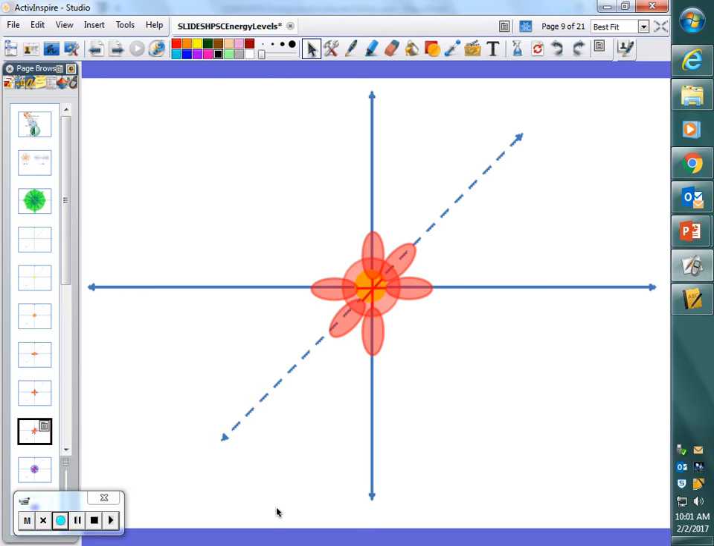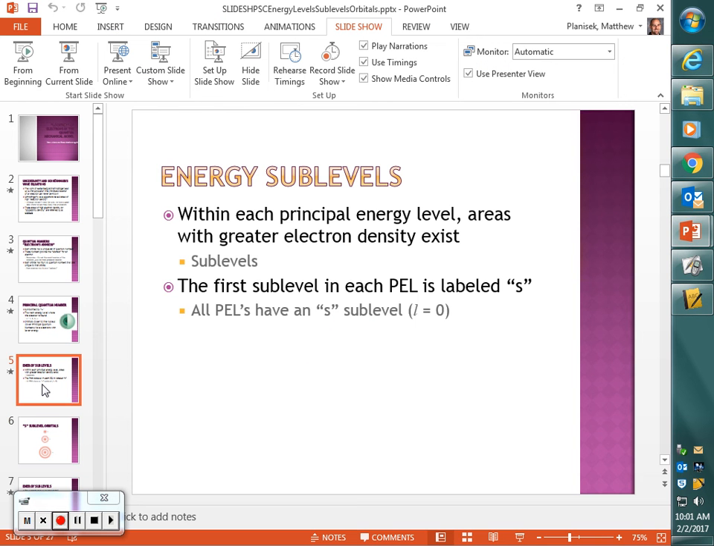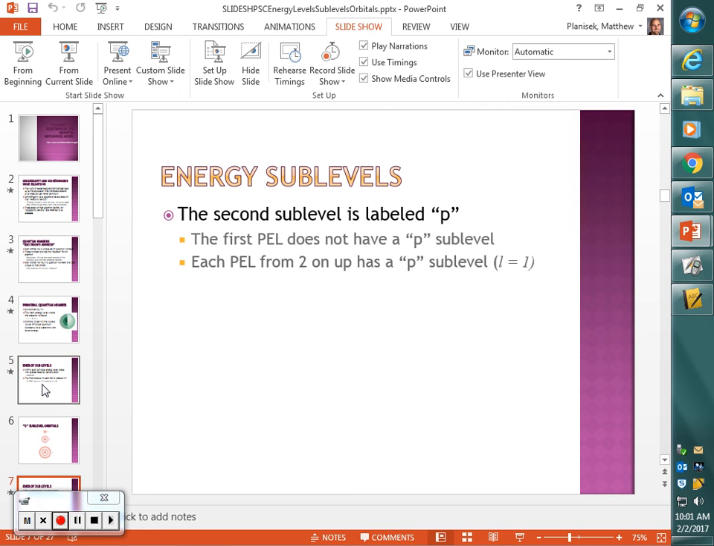Okay, so going back to our outline. The first sublevel in each principal energy level is called S. The second sublevel is called P. Okay? But the first principal energy level doesn't have a P. Why? Because what did we say about that first principal energy level? Is it very big? No, it's real close to the nucleus, all right?